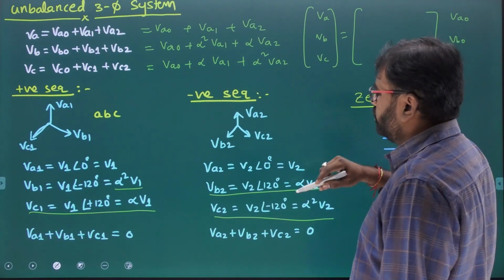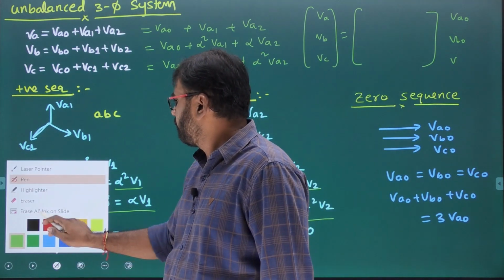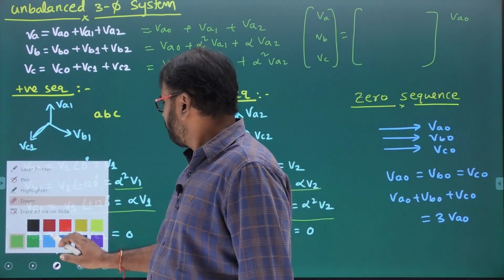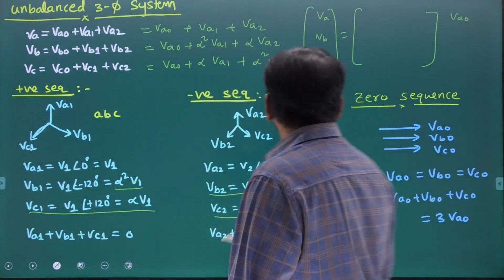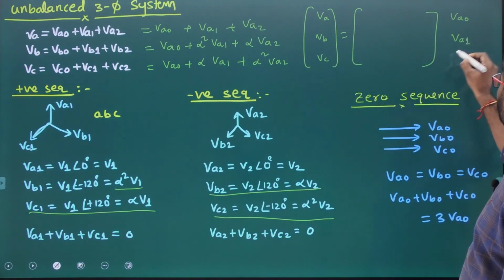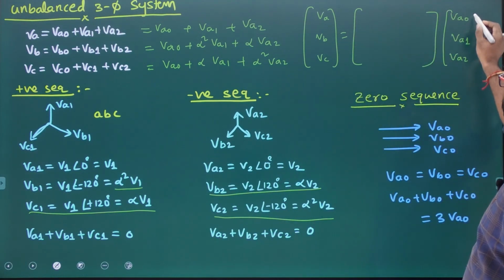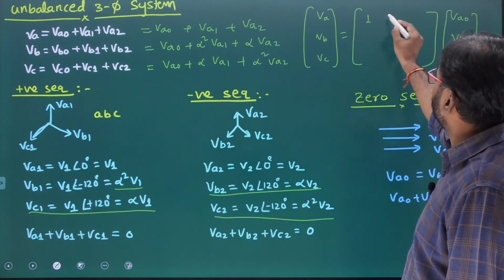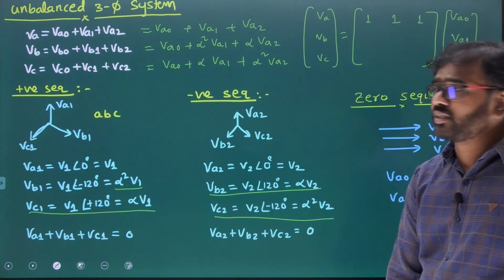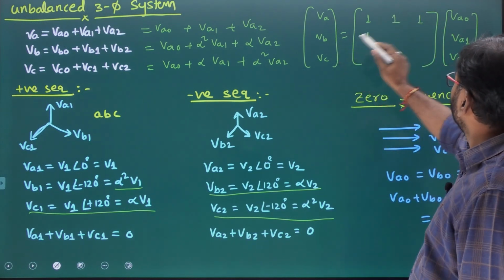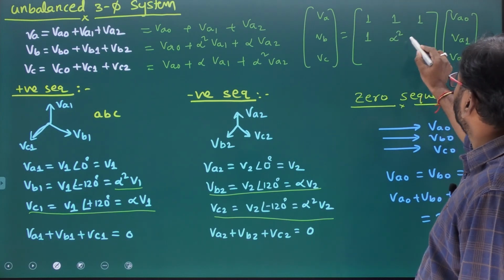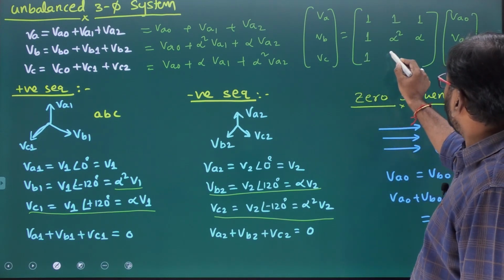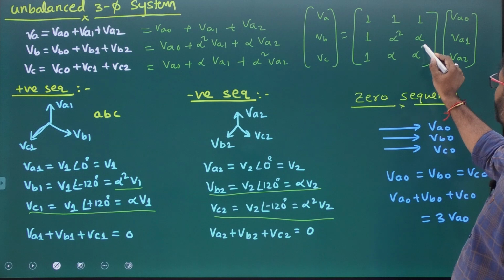VA0, VA1 and VA2. How to write that? See, VA equal to VA0 plus VA1 plus VA2, that's why in the matrix here 1, 1, 1. Correct? Then VB is VA0 plus alpha square VA1 plus alpha VA2. VC is VA0 plus alpha VA1 plus alpha square VA2.